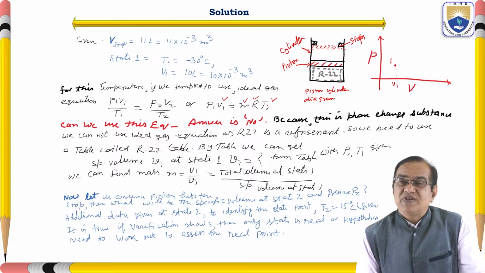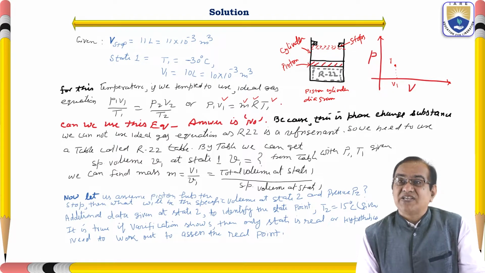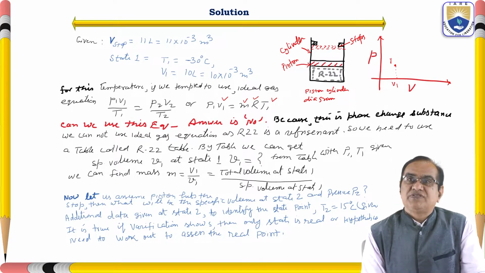Can we use this equation? No. We cannot use the ideal gas equation, as the ideal conditions do not exist. This R22 is not an ideal gas. It is a liquid, or some refrigerant. So this we cannot use.